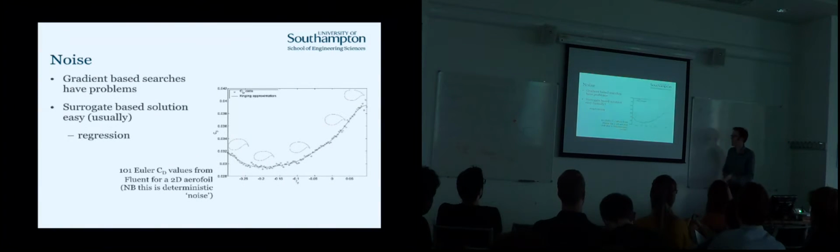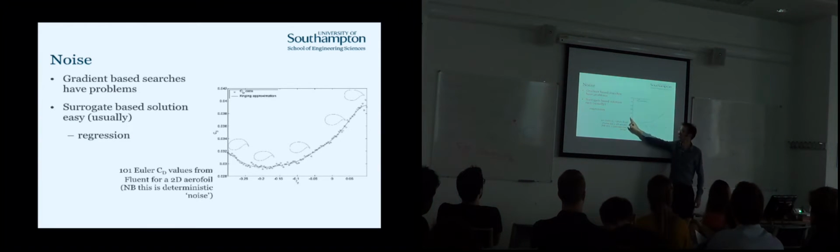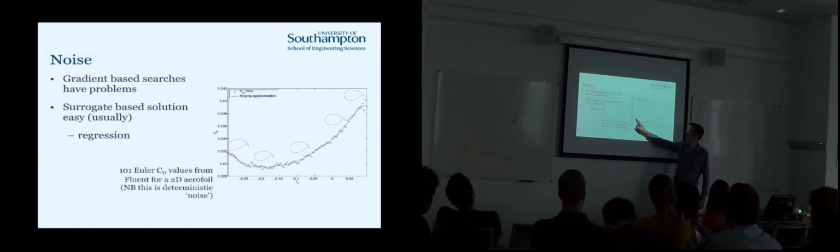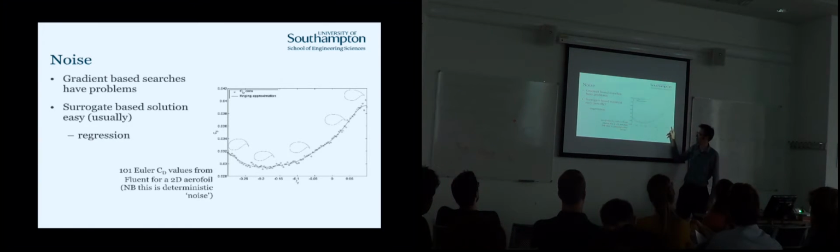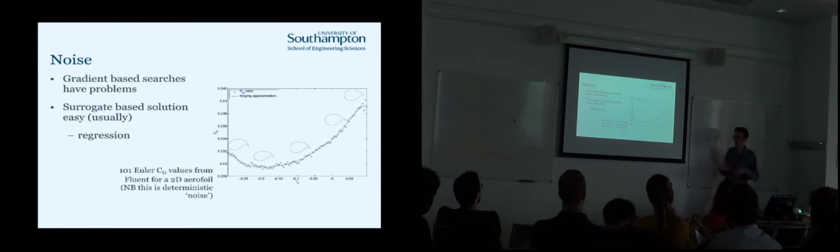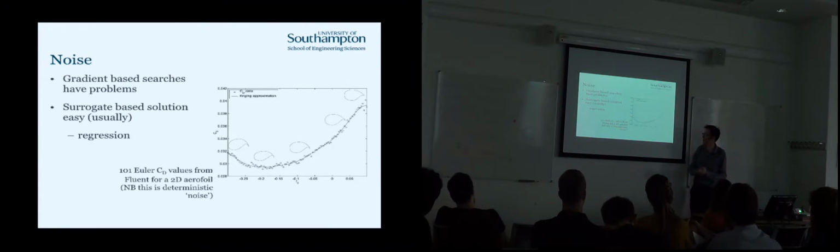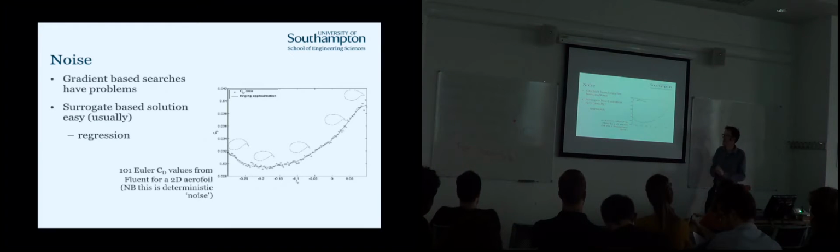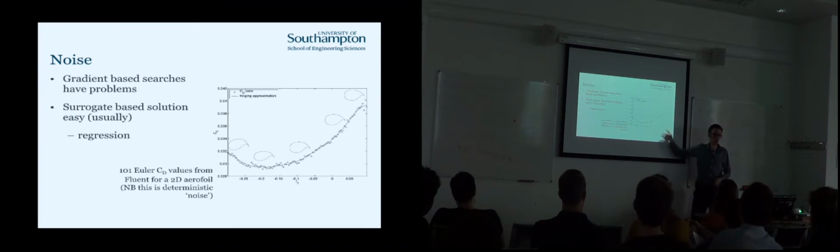So this is an example of a function where we're trying to minimize the drag of aerofoils that vary in shape as we change this parameter. And I've got 101 computational fluid dynamics simulations here, and they're really quite noisy, just because we're not solving the true problem. We're solving something that's discretized over a mesh that we're using to get a solution to some inviscid computational fluid dynamics equations. So this is an example of some noise you might get in a problem.